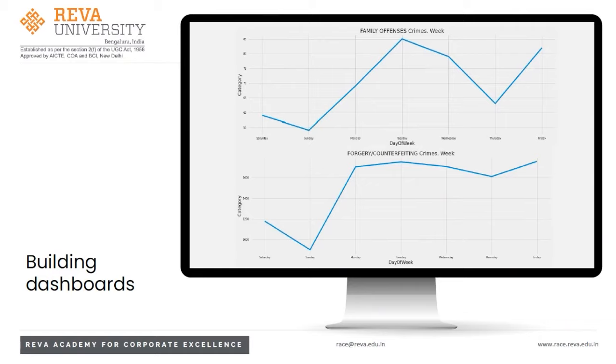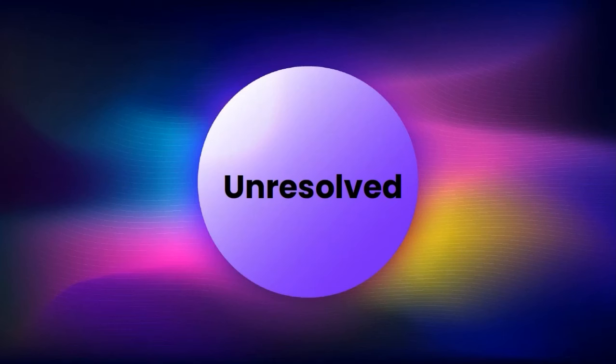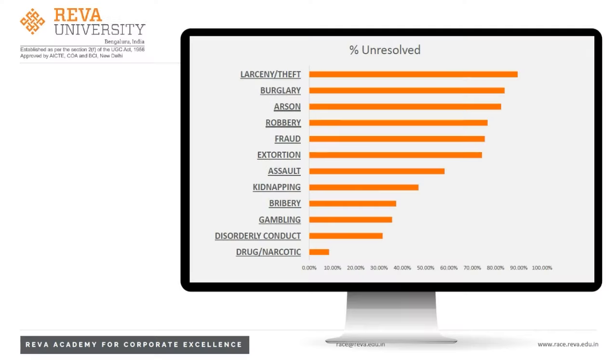So I've shown you the time, location, and day profile. Now, in the data set, there are many incidents of crime which are unresolved. The police in San Francisco have not been able to find a resolution for these. Particularly if you're a mayor or a district administrator, you might want to see which are those crimes which are mostly unresolved.